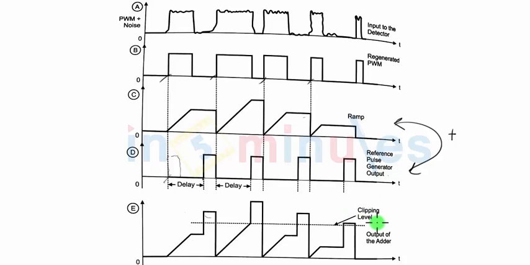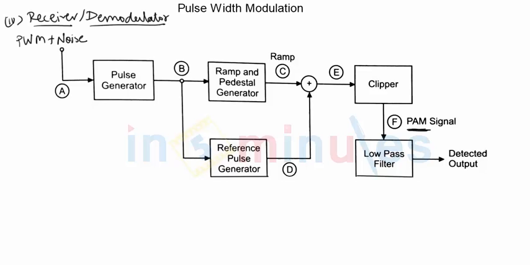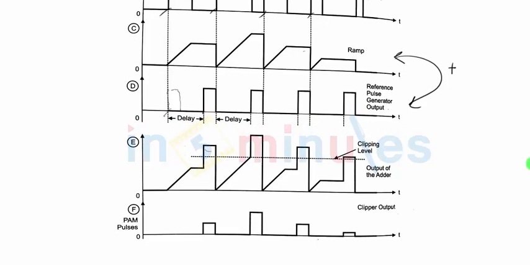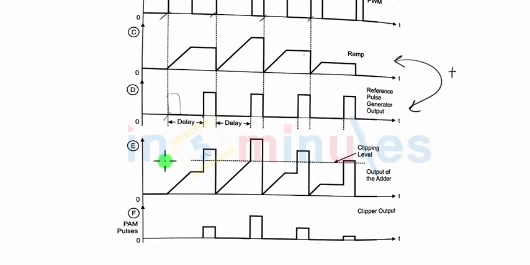If I now apply a clipping level, if I give this output to a clipper, because that's my next block, the output of the adder goes to the clipper, and we are saying that the output of the clipper is nothing but PAM signals. So if you see, if I give this to a clipper and this dotted line is a clipping level, everything below this will be clipped off, and I will only keep the portion above the dotted line. So this is my output of the clipper.